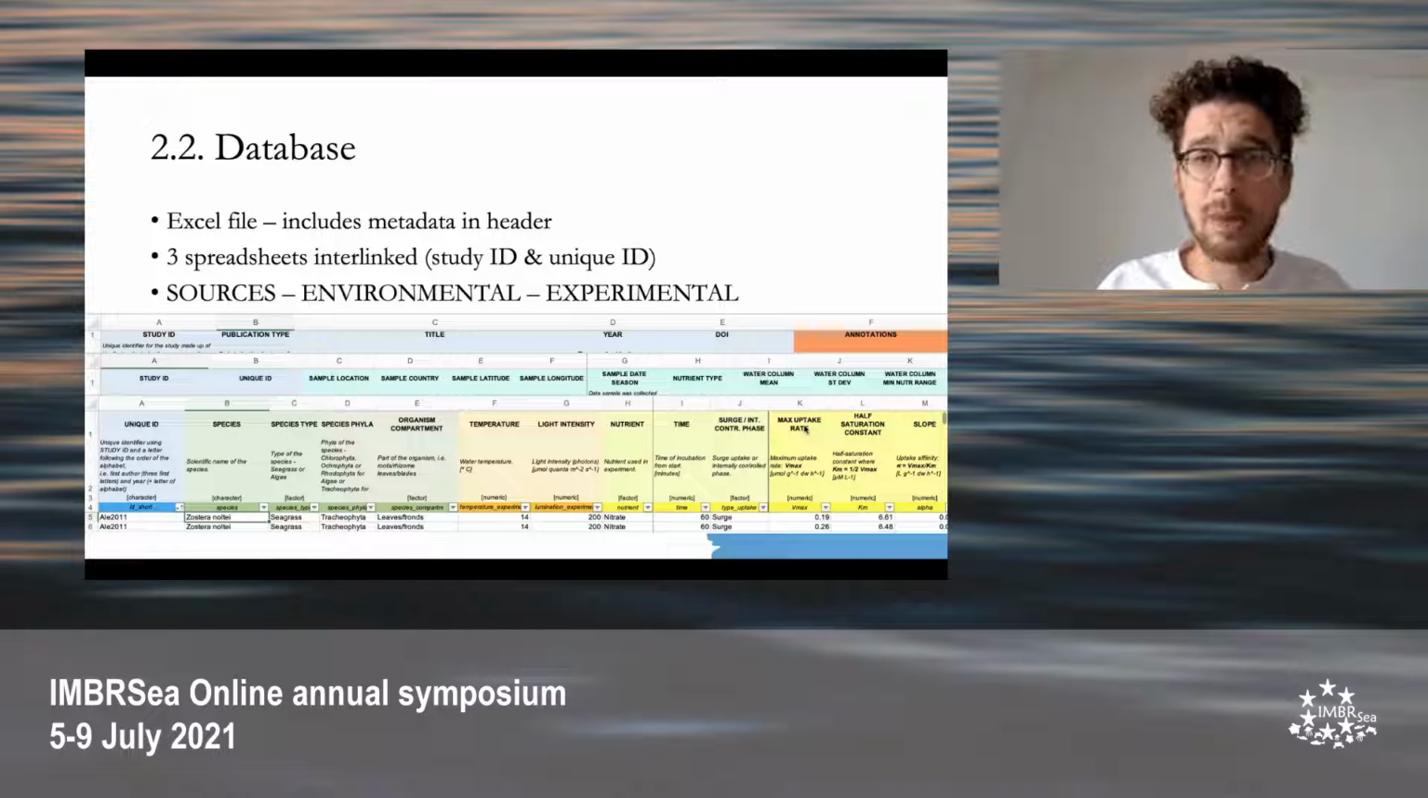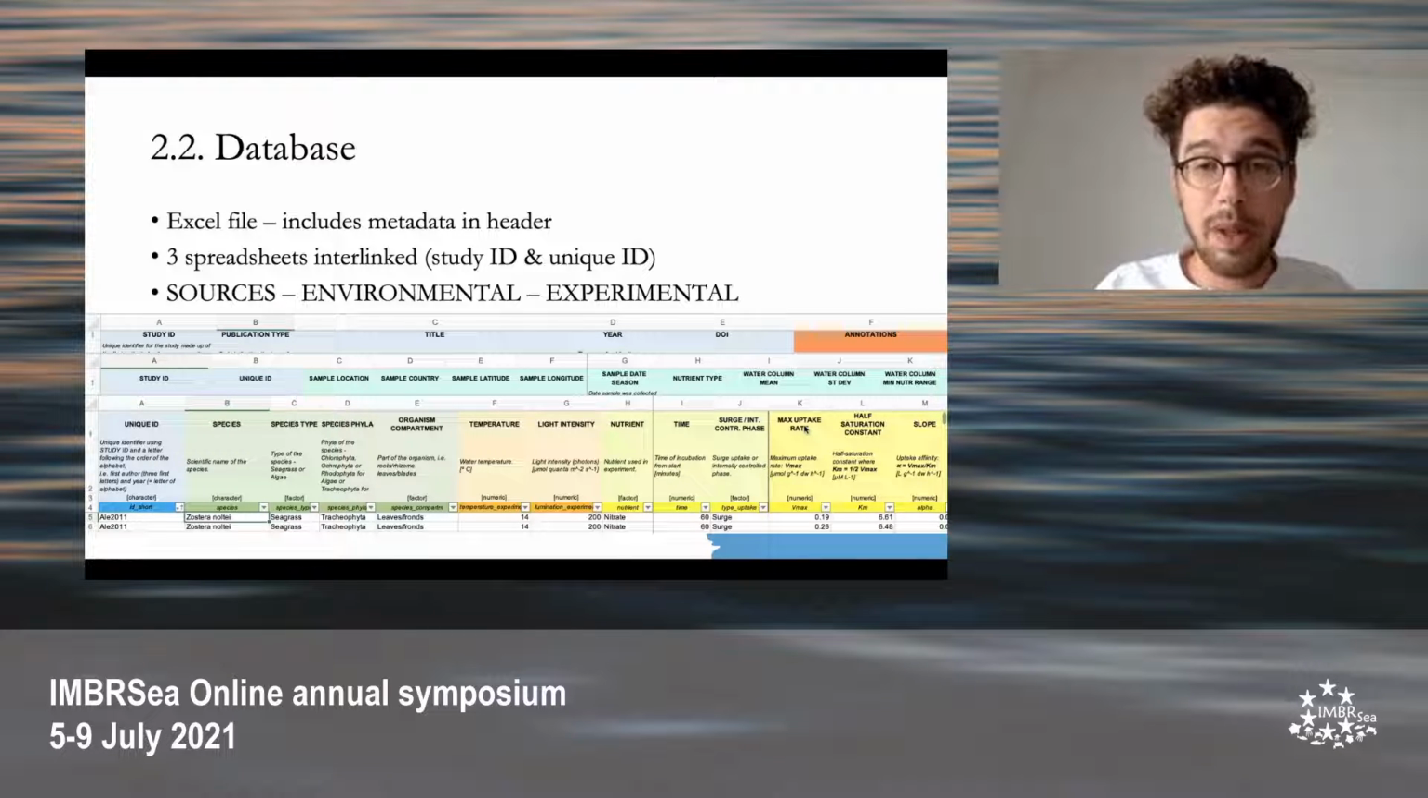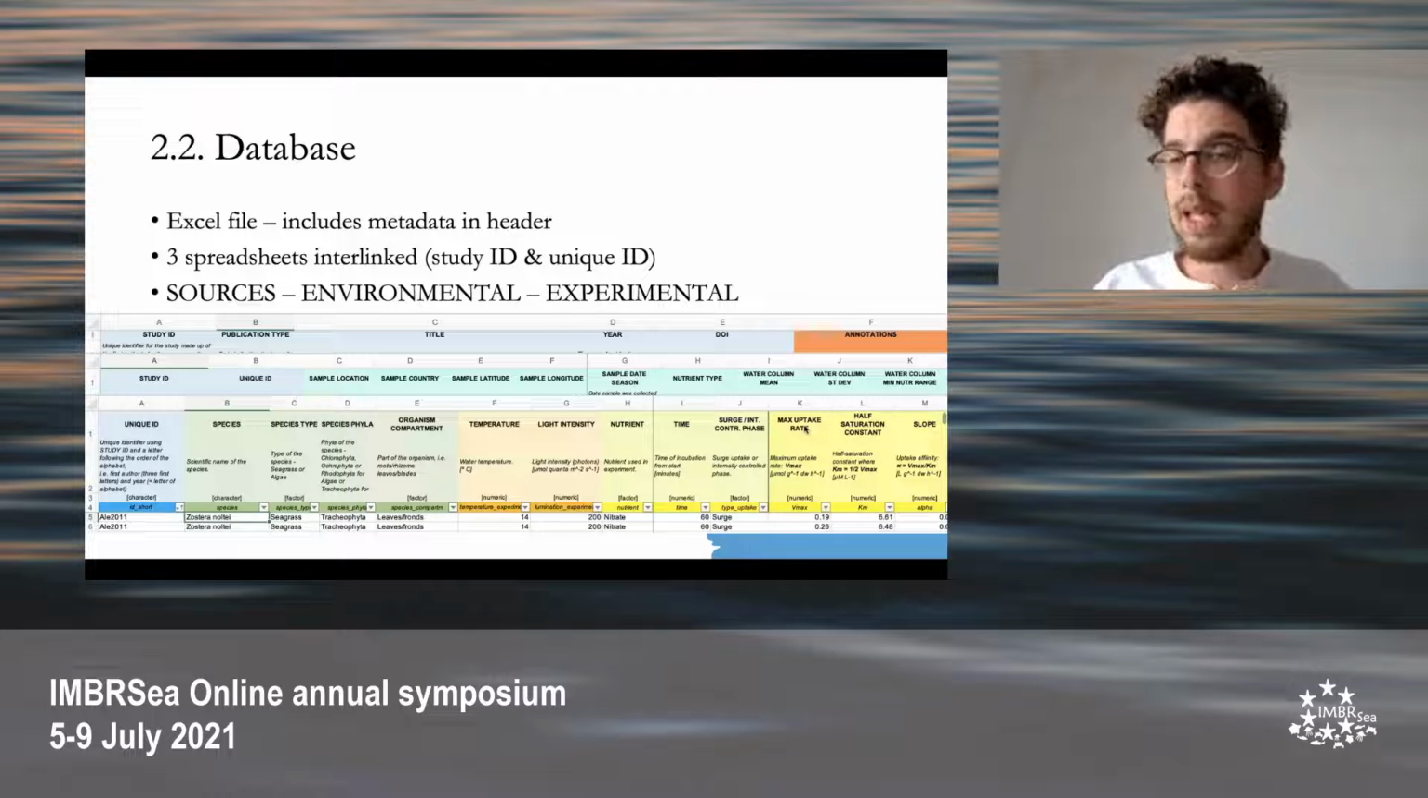And finally, in our experimental sheet, we have coupled to the unique ID the species the experiment was done on, so we made sure that the scientific names are up to date. We further refined between species types algae or seagrass, their phyla. We registered the compartment the experiments were done on, that could be leaves, fronds, roots, rhizomes, or the whole organism. And then basically it was up to register our maximum uptake rate and our slope per nutrients tested.